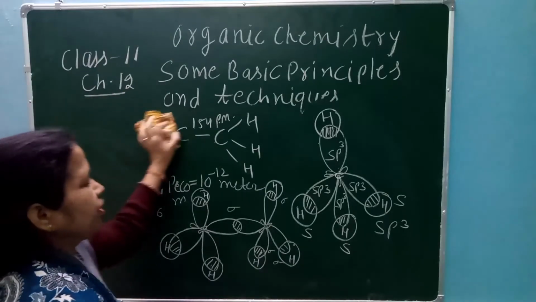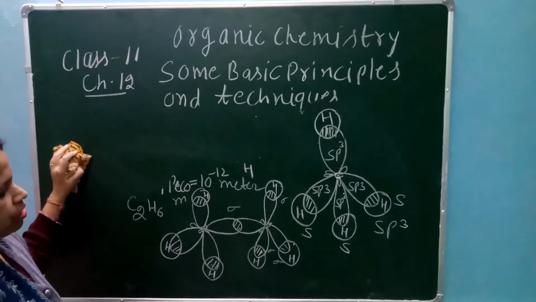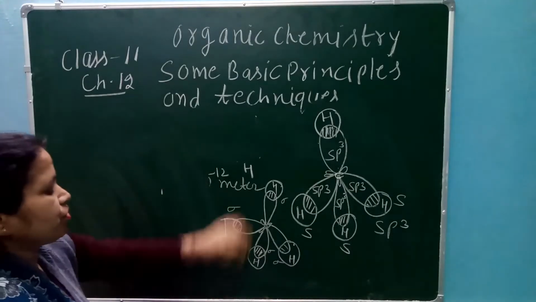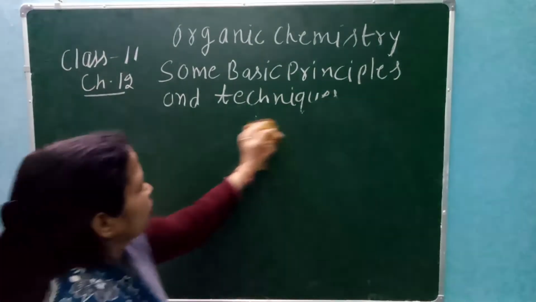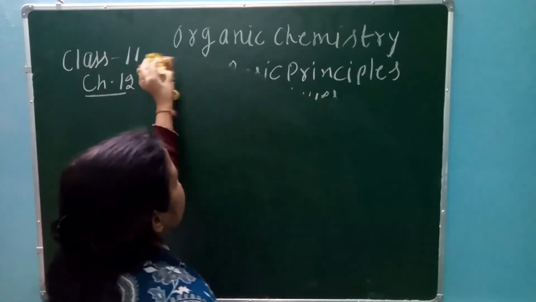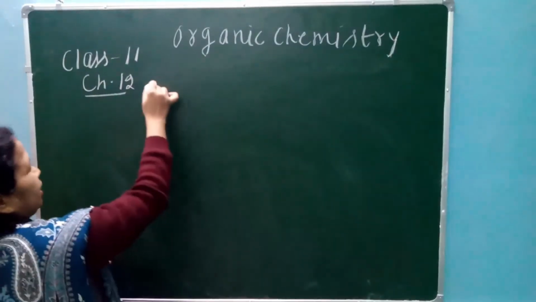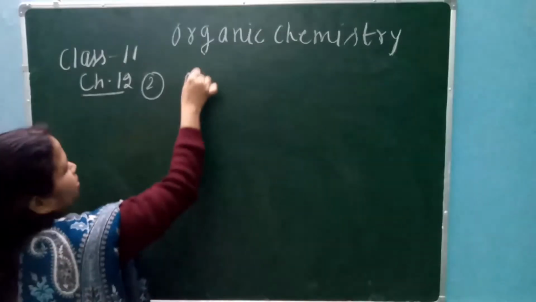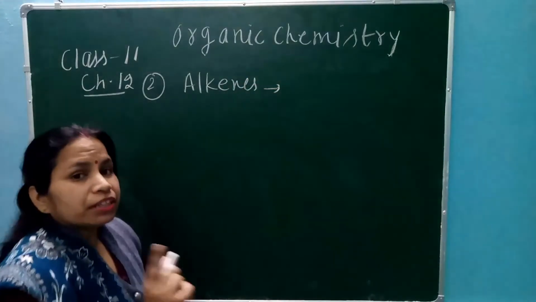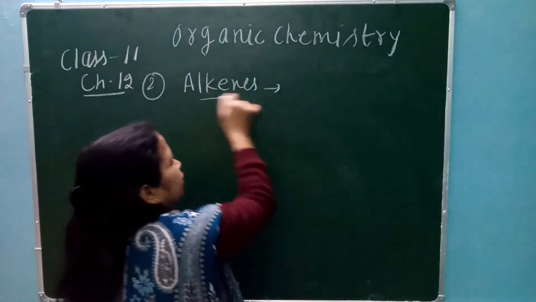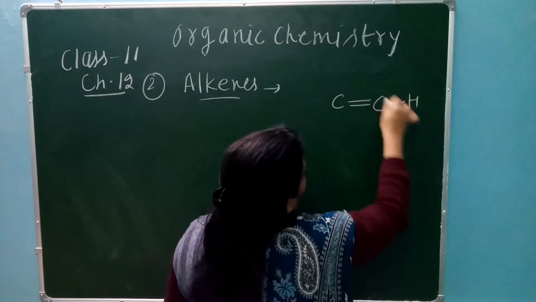Next example, sp2 hybridization. It means alkene. Next example, sp2 hybridization of alkene. Second example, alkenes. And let's see how to calculate the hybridization in alkene. C double bond C. We take an example of ethene.